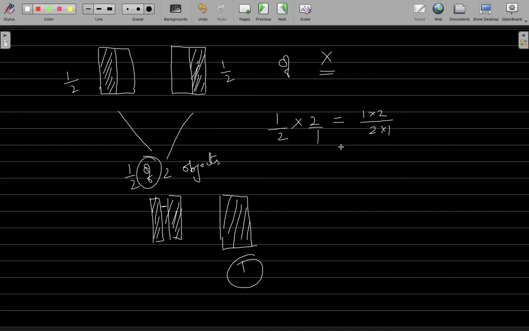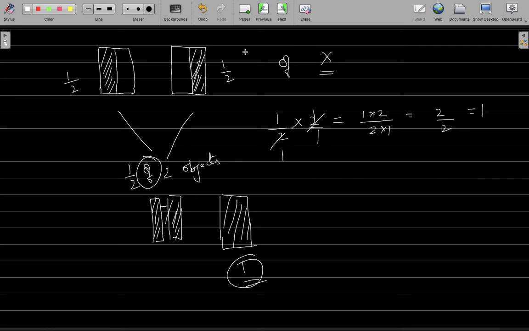This is 2 by 1, let us say. This will be 2 by 2, which is 1. Or you can simply cancel it off. 2 times 2 will give you 1. So the answer you get here is 1, which is what you got here. You understand? So whenever you come across this word like "of", say 1 by 5 of something, say 2 by 5 of something, say 3 by 4 of something, "of" here we mean that we are multiplying.